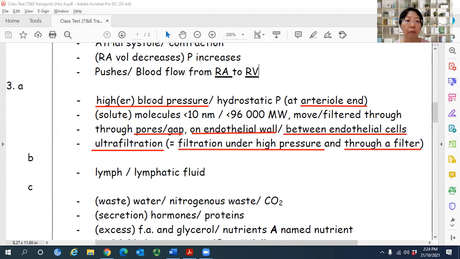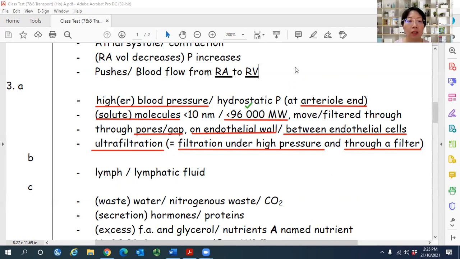So this blood pressure will force the blood plasma to pass through the pores or the gap between the endothelial cells of the capillary wall. What can pass through are actually water and solute molecules with a size less than 96,000 molecular weight. So they will be able to pass through. I prefer you to write this answer rather than 10 nanometer. Okay, 96,000 is a better answer than 10 nanometer.